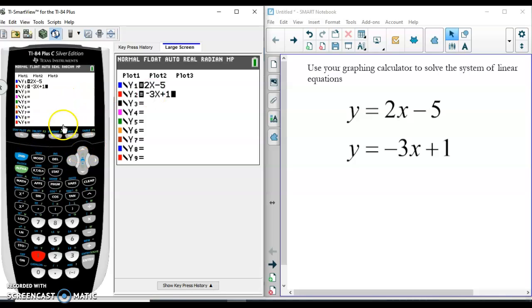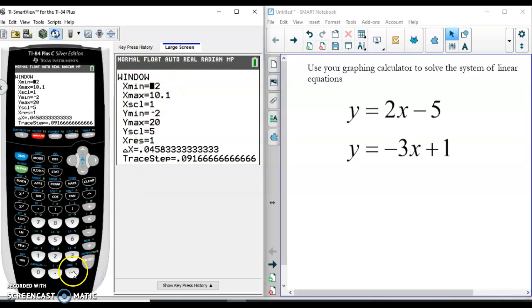Now, what we'd recommend doing to start with is setting your window. The standard window, the x value on the minimum would be negative 10. The biggest x would be 10. And then the scale or each tick mark should be counting by 1. We can set the y minimum to negative 10 and the y maximum to positive 10 and the scale to be 1. That's just our general negative 10 to 10 on each axis type of graph.